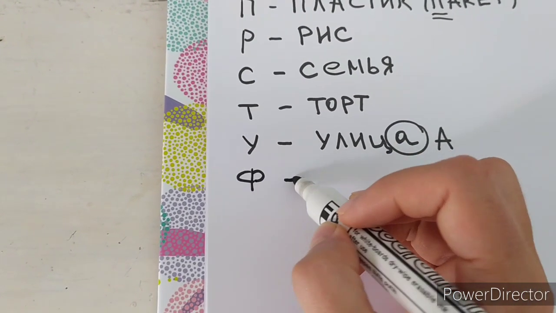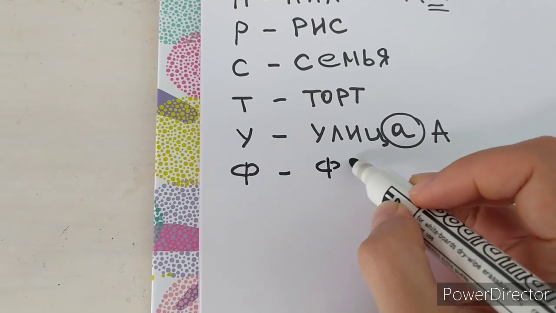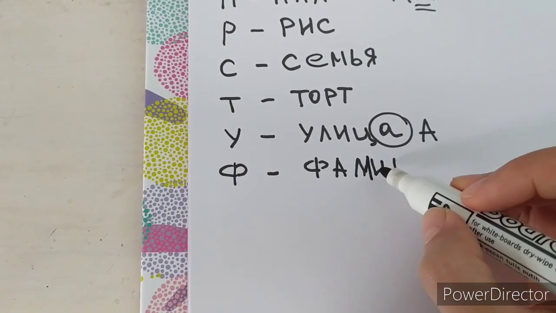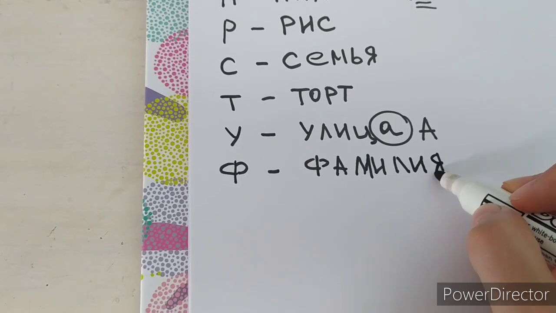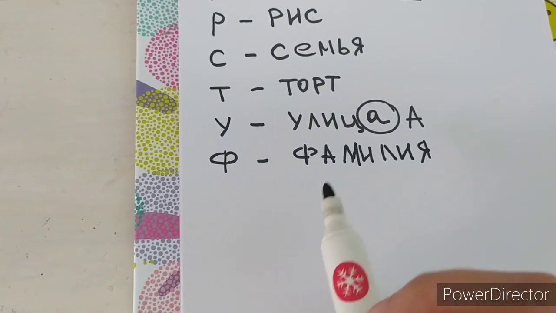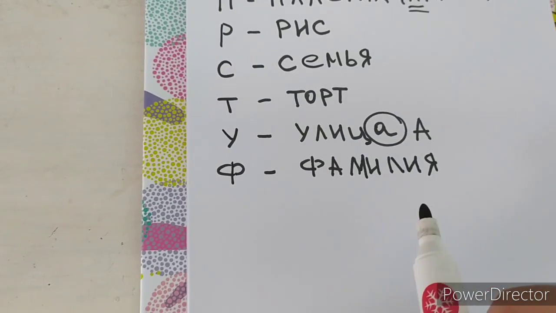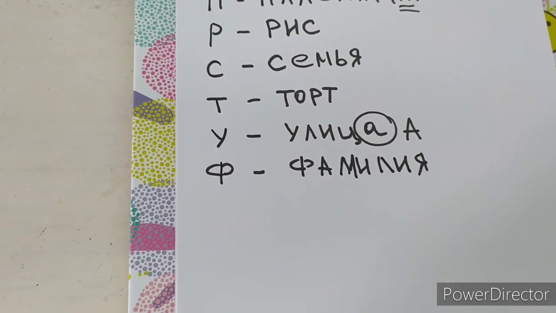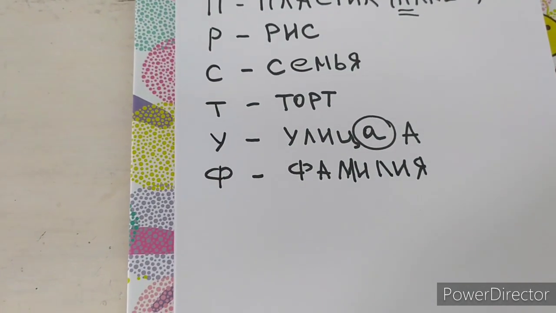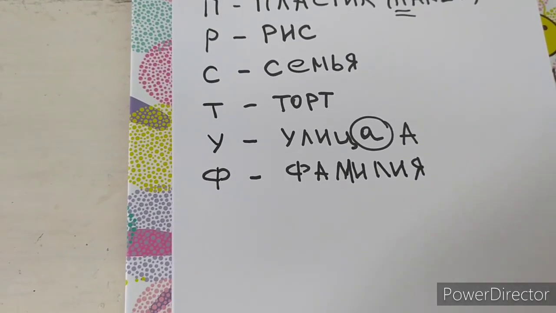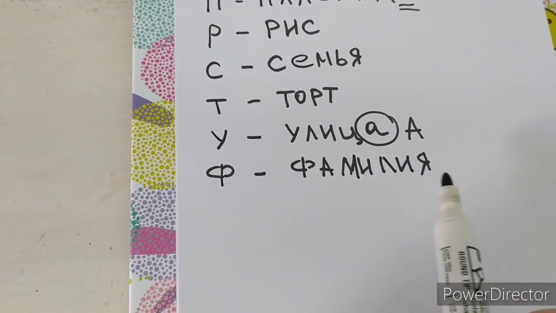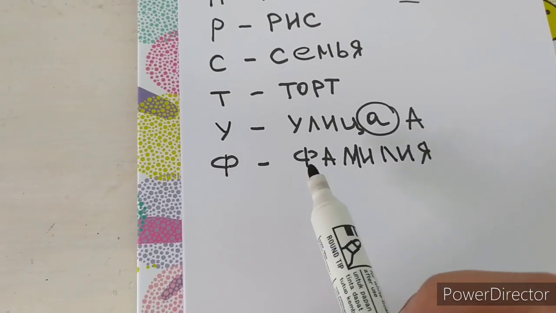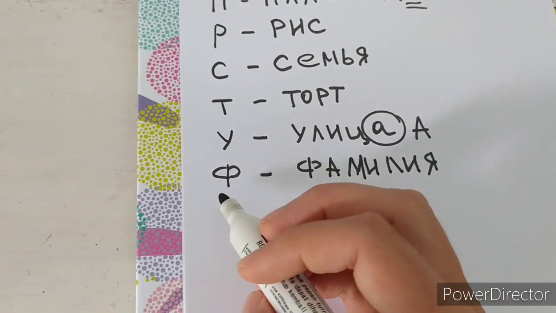F sound, yeah. It's a long word. Familia, as a surname or last name. Как тебя зовут? You know this question. Как тебя зовут? What's your name? Меня зовут Женя. Какая у тебя фамилия? Какая твоя фамилия? Моя фамилия Федорова. Okay, familia, surname.